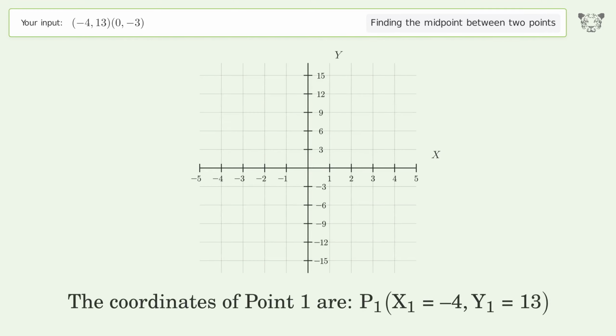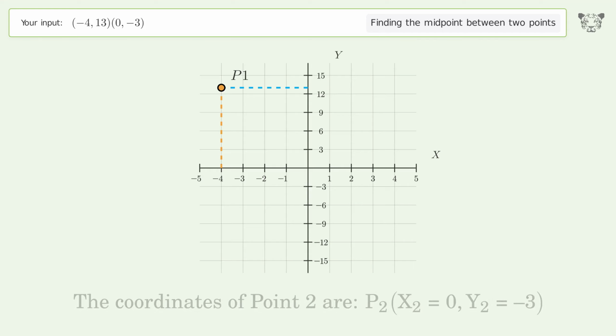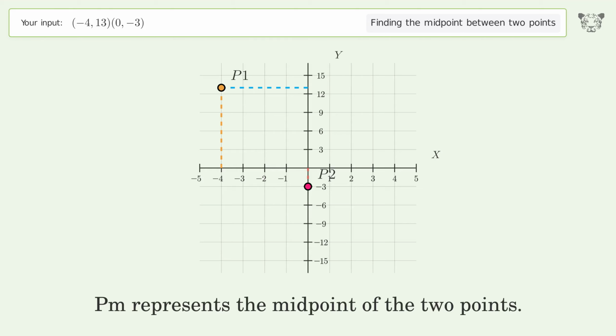The coordinates of point 1 are x1 equals -4, y1 equals 13. The coordinates of point 2 are x2 equals 0, y2 equals -3. PM represents the midpoint of the 2 points.